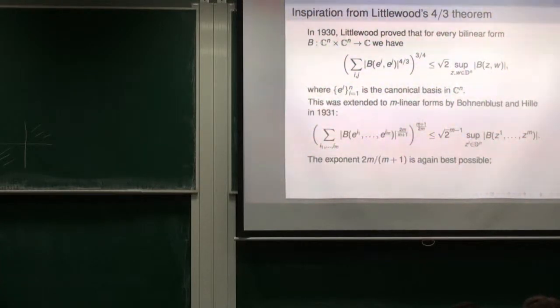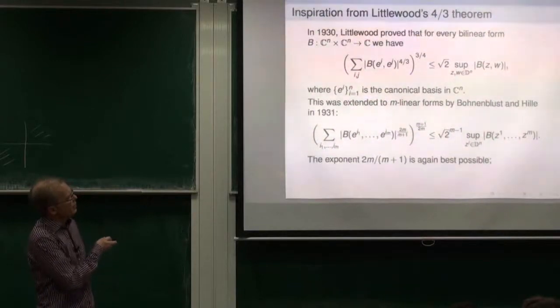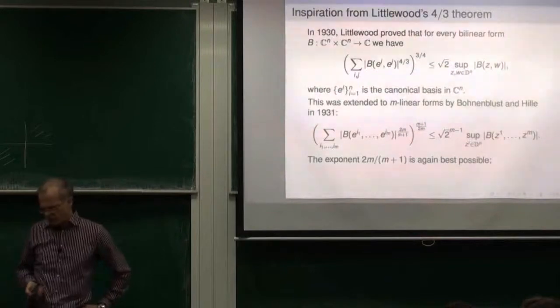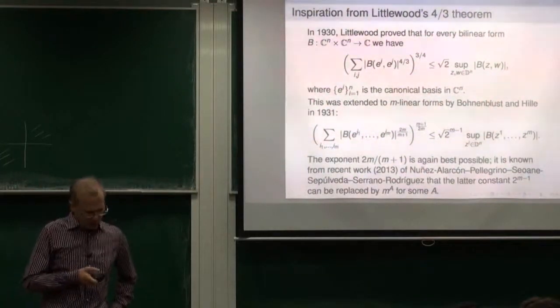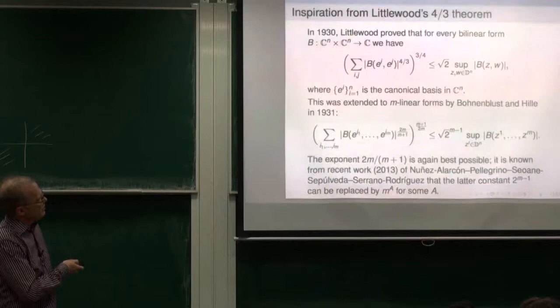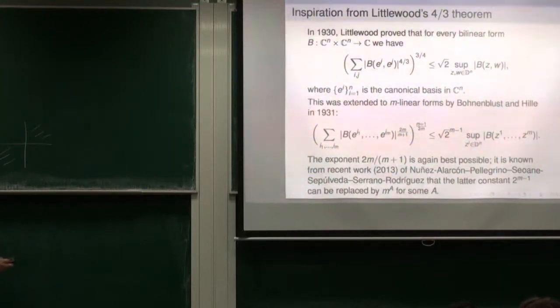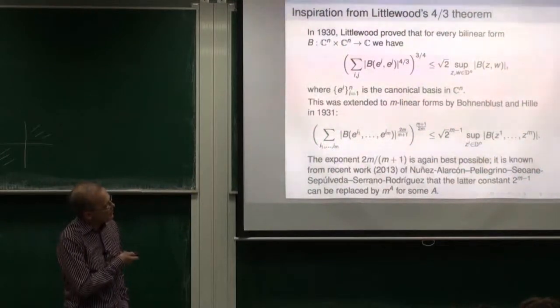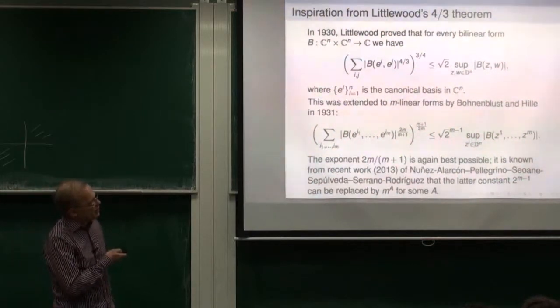And this was the inspiration for Bohnenblust and Hille. They extended this to multilinear forms with m replacing 2, and with this p here, as we've seen before. There is one thing I would like to add here, and that is that there has been quite a bit of activity in recent years improving this constant, and it seems now that it has been established that it does not grow exponentially, but it grows in fact polynomially in m. And I have seen the claim that this has some importance for quantum information, but I am not able to tell you much about that. So anyway, this is an inequality that people still care about a lot.